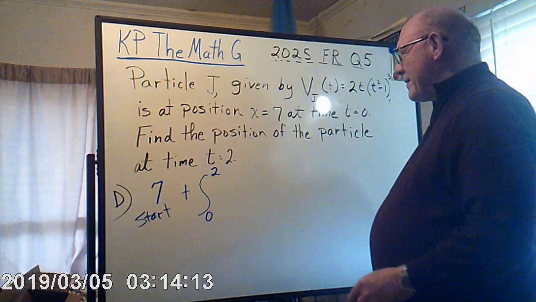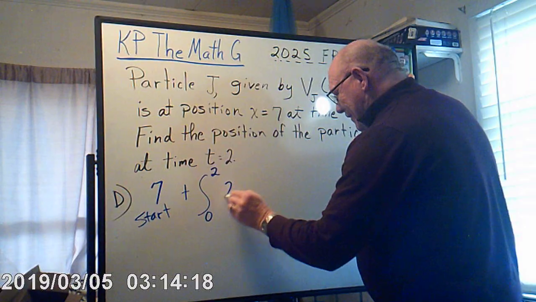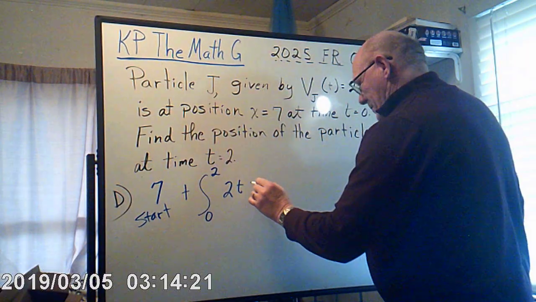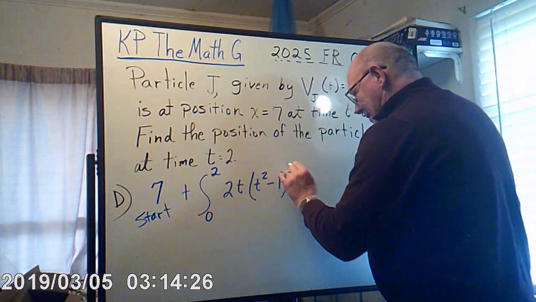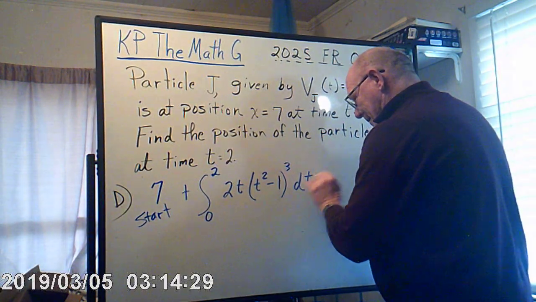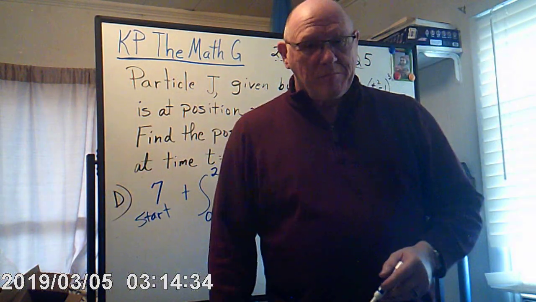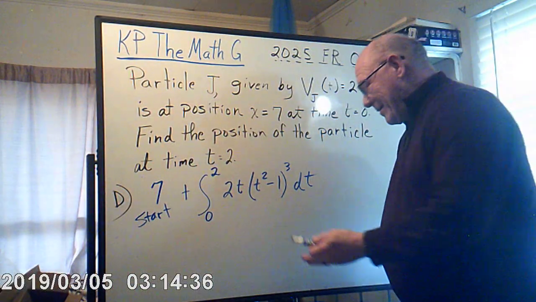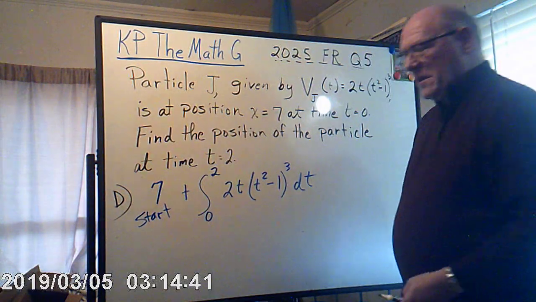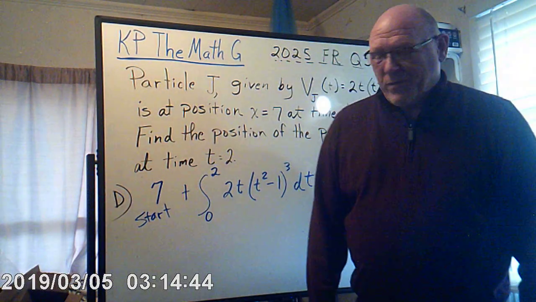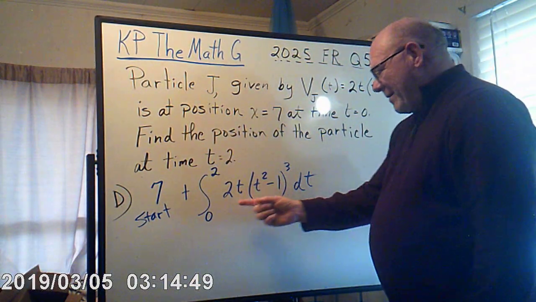So we have that. Now what do we have? Velocity. So that is 2t times (t squared minus 1) cubed dt. Sometimes you can get away without putting the dt there. I like doing it, you're on the safe side anyway. But if you show this, I think you're going to get a point. Okay. But now they're asking you to integrate.